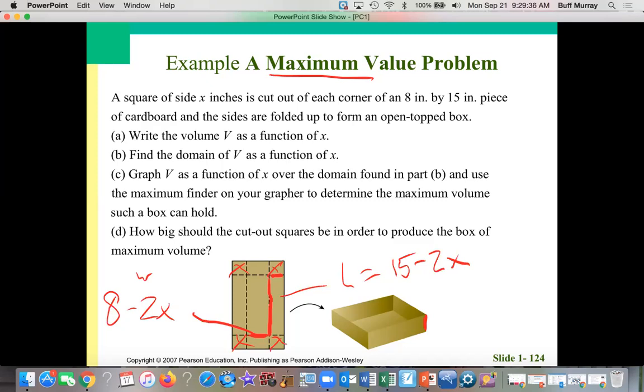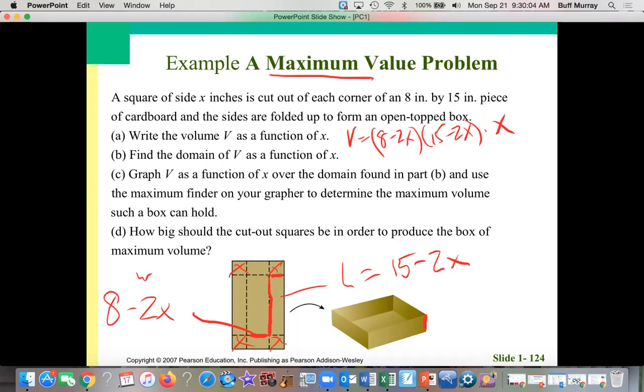Okay. So that would tell us our volume is going to be 8 minus 2x, 15 minus 2x, and I'm multiplying here, times x. All right, that would be our volume function. And we built that using that diagram. Okay, we built that using that diagram. All right.